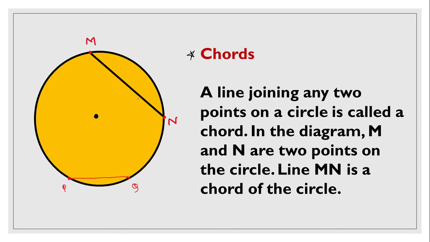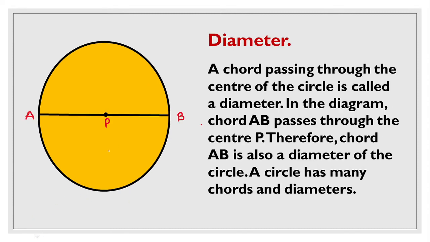And the line which is joining the 2 points on the circle, that will be called as a chord. Okay. So again I repeat, any line segment which is joining 2 points on the circle will be called as a chord. Then let's see the next concept, that is the diameter.